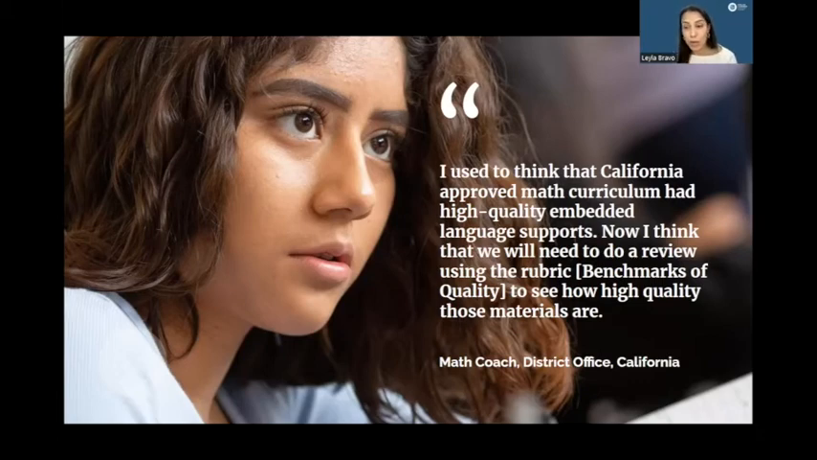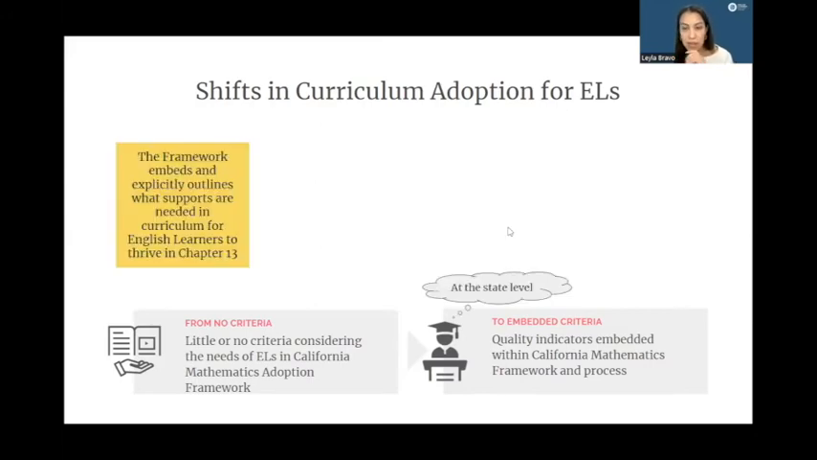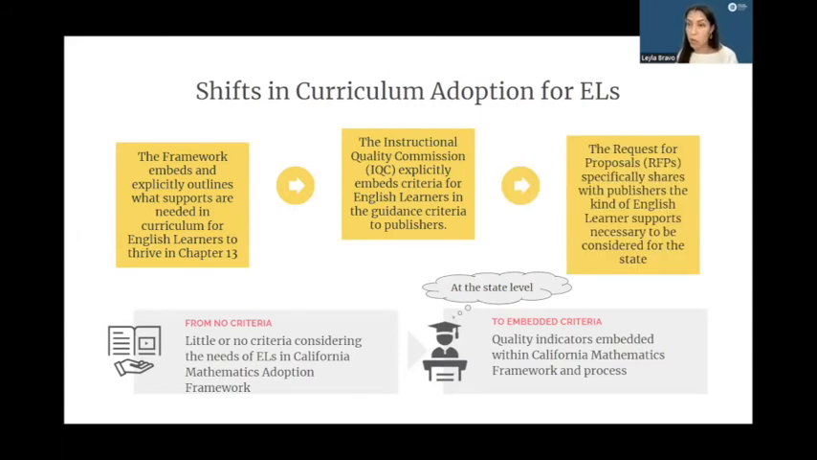And so really what we're advocating for in the next slide is changing this scenario. So moving from little or no criteria to really embedded criteria. And there are 3 ways that we want to talk about that. If you can click through the 3, and this is at the state level. The place that we are at right now is a framework. And what we're advocating for is that the framework embeds and explicitly outlines what supports are needed in curriculum for English learners, specifically in Chapter 13.